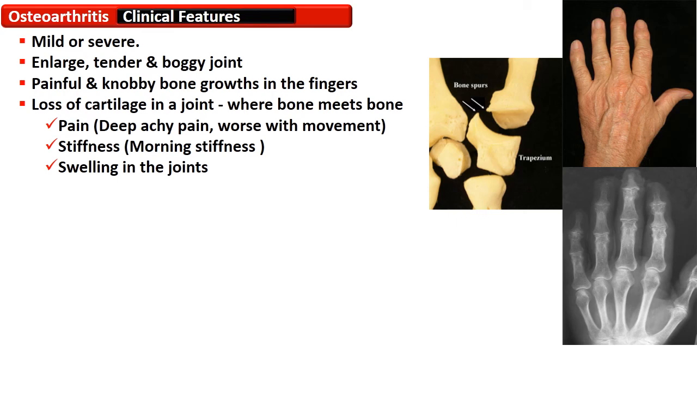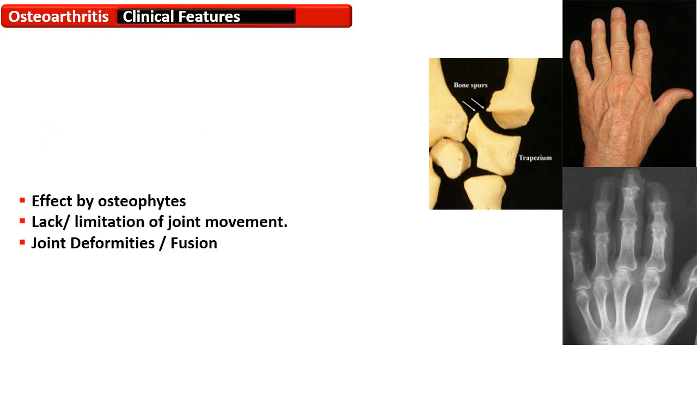This pain gets worse with movement. There is morning stiffness in the joint, but it relieves after some time with activity, and there is swelling of the joint also. Then there are effects by the osteophytes, in which there is nerve root compression, which results in radicular pain, spasm of the muscle supplied by that particular nerve, atrophy of the muscle, or neurological deficit. Then there is limitation of joint movement. Joint deformities develop over time, but fusion usually doesn't occur.